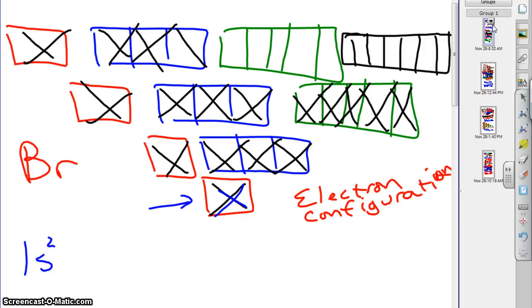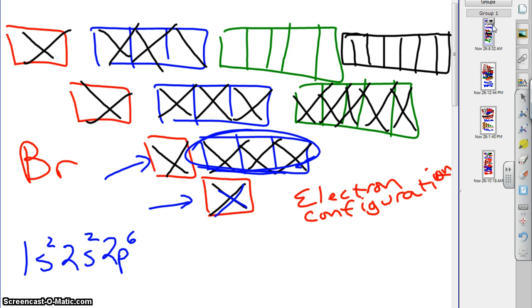And then according to the diagonal rule, the next thing to fill up is the 2s, which also contains 2 in that sublevel. And then according to the diagonal rule, 2p comes next. This time, not only 2, but 6 electrons can fit in that sublevel, so we go 2p6. And we just continue doing this until we get them all accounted for. The next level would be the 3s, and 2 live there. And then 3p would contain 6.